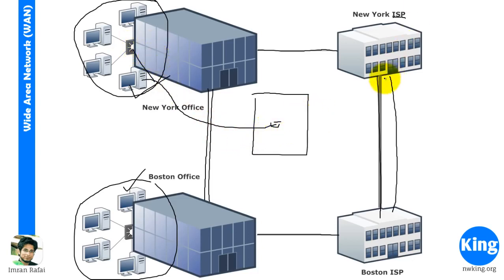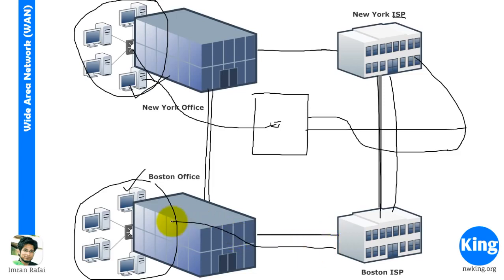On the back end, the ISP would lay cable, maybe under the ground. They lay a cable to their office, and from their office to here. From their office again, maybe underground, they lay a cable to the Boston office. Again, there will be a wall socket provided, and you just plug a cable from the wall to your router. And that's how your WAN link works. Well, this is also internet because we're using the ISP.